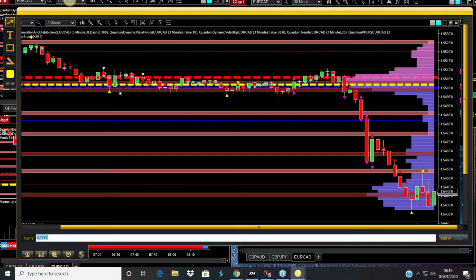And we can see, this is only a 3-minute chart, but we can see how long this congestion phase lasted on this 3-minute chart. But it's got the VPOC, and it also has this very strong resistance level here, which is stronger than the blue. That's resistance, the blue level is what we sort of call support.